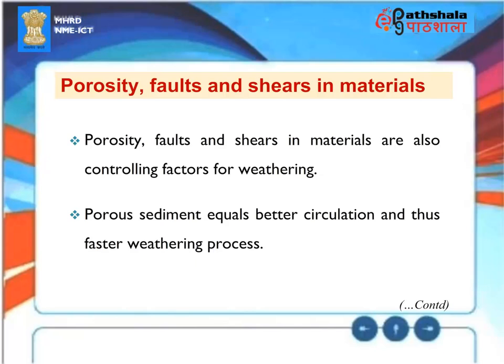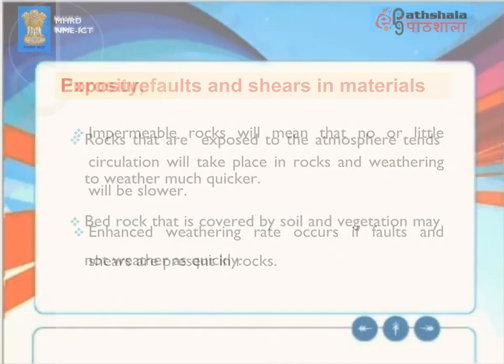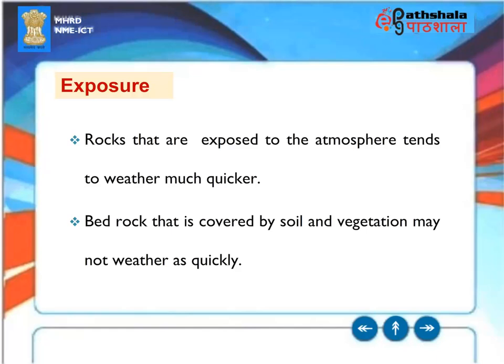Porous sediment equals better circulation and thus faster weathering process. Impermeable rocks will mean that no or little circulation will take place in rocks and weathering will be slower. Enhanced weathering rate occurs if faults and shears are present in rocks. Exposure. Rocks that are exposed to the atmosphere tend to weather much quicker. Bedrock that is covered by soil and vegetation may not weather as quickly.